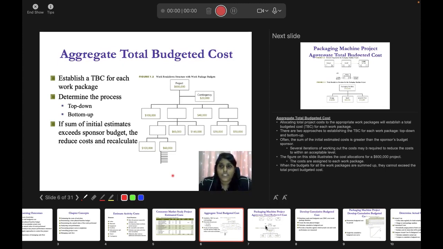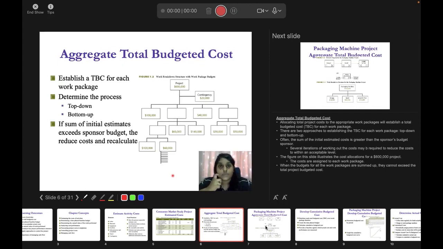Often the sum of the initial estimated cost is greater than the sponsor's budget. Several iterations of working out the cost may be required to reduce the cost to within an acceptable level. The figure on the side illustrates the cost allocation for a $600 project. The costs are assigned to each work package. When the budgets for all the work packages are summed up, they cannot exceed the total budgeted cost, right?